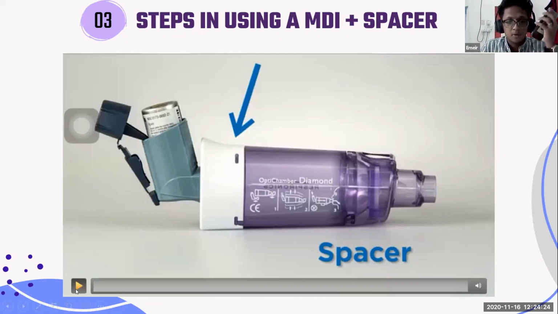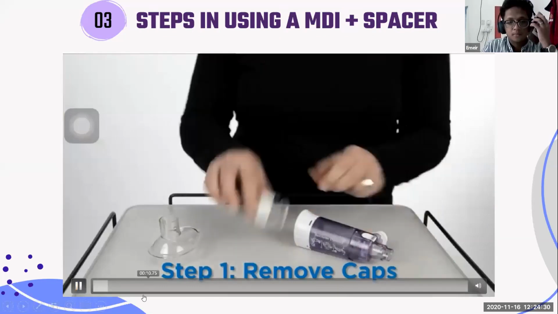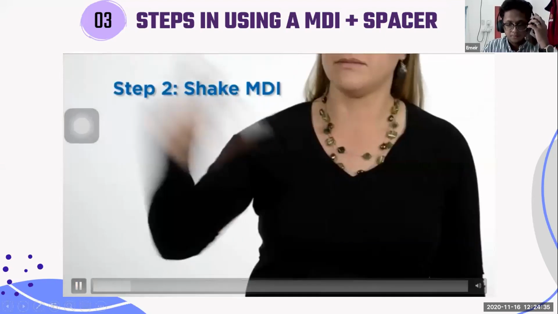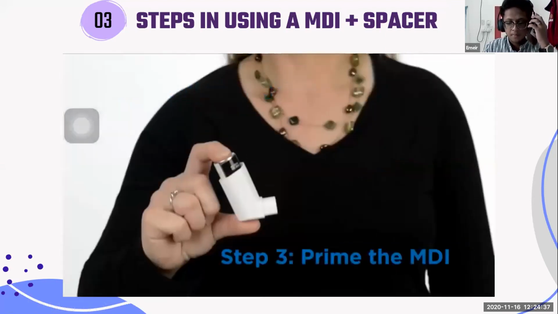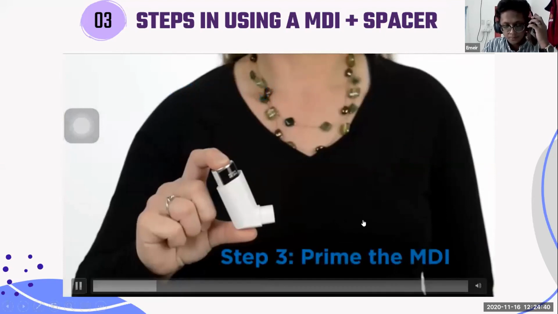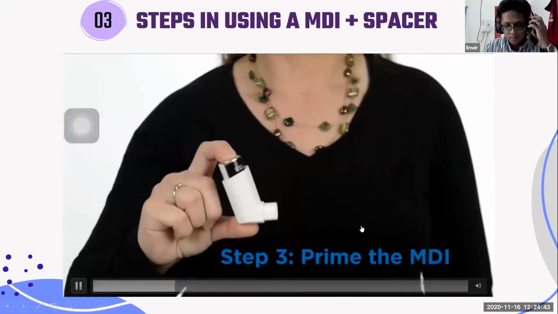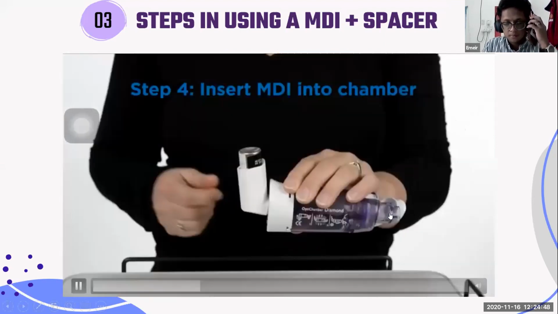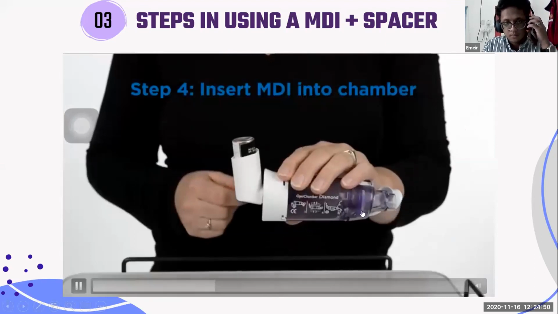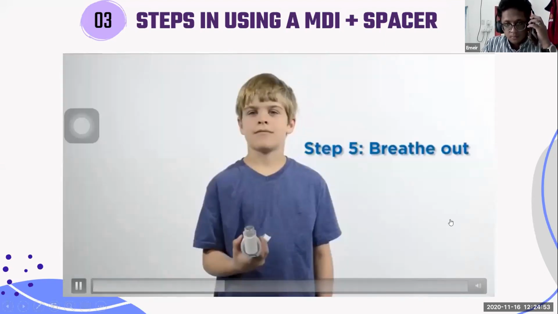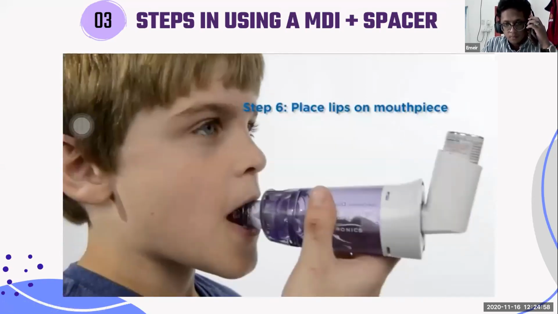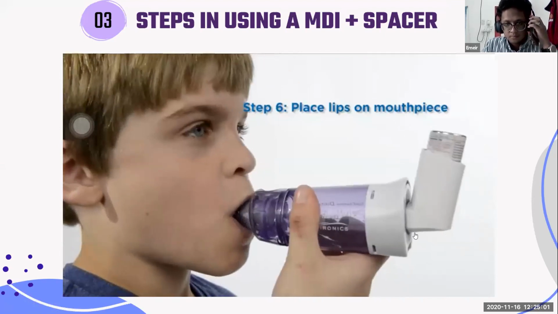Remove caps from the spacer and metered dose inhaler. Shake the MDI for 3 to 5 seconds before using. Spray the MDI no more than 4 times before using it for the first time, if you haven't used it in a while, or if you dropped it. This is called priming the MDI. Insert the opening of the MDI into the rubber-sealed end of the spacer. Stand or sit up straight. Breathe out completely. Put the mouthpiece between your teeth and make a tight seal with your lips. Make sure your teeth and tongue are not blocking the mouthpiece.